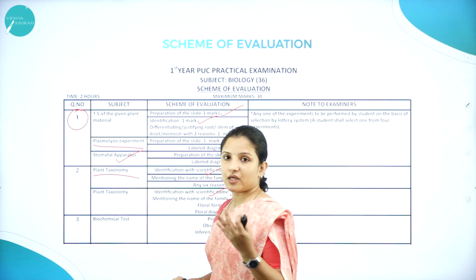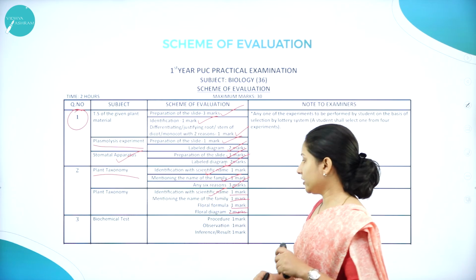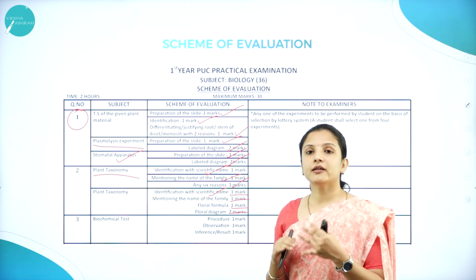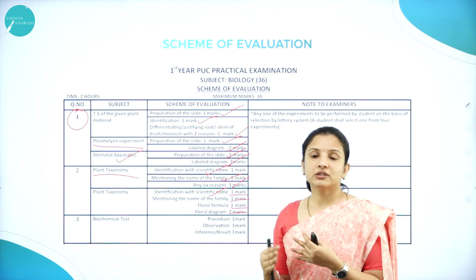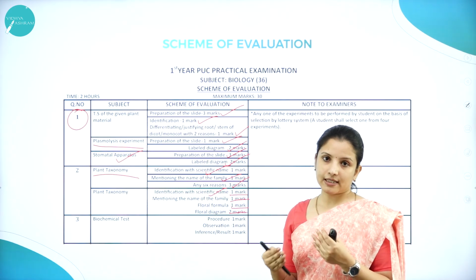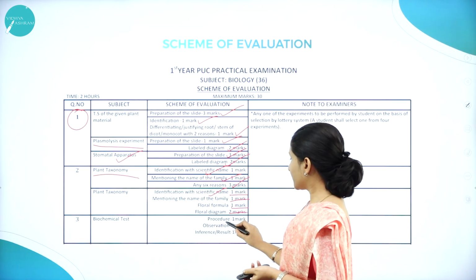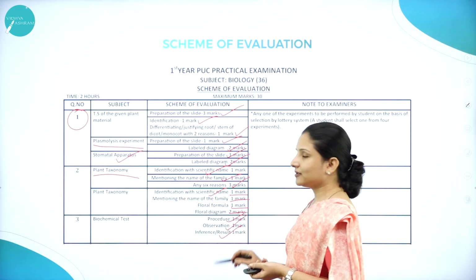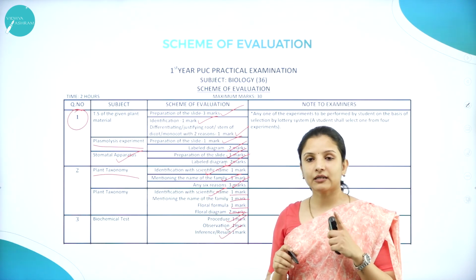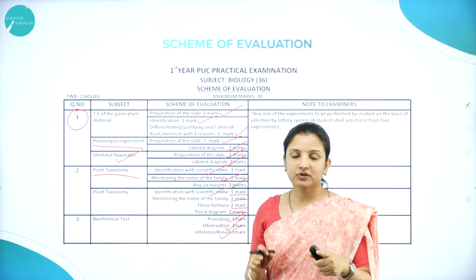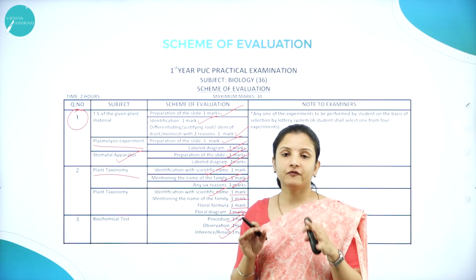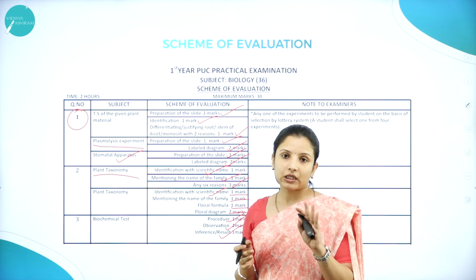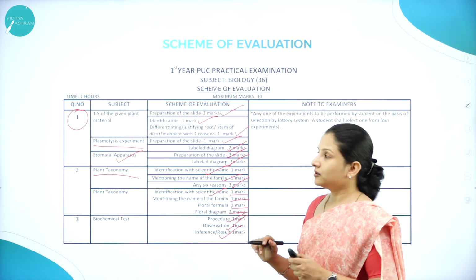Next is biochemical test. The extract will be given, or you will have to prepare an extract and then do the experiment to see what compound is present in the extract or not. For that, procedure is 1 mark, observation is 1 mark, and writing the result is 1 mark. Writing the result means stating what compound is present, phenol present, phenol absent. That will fetch you 1 mark.